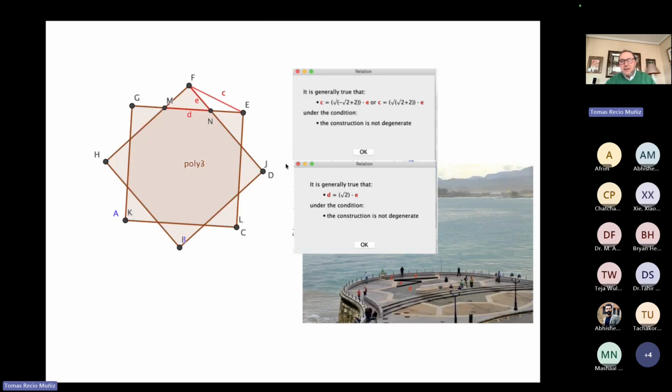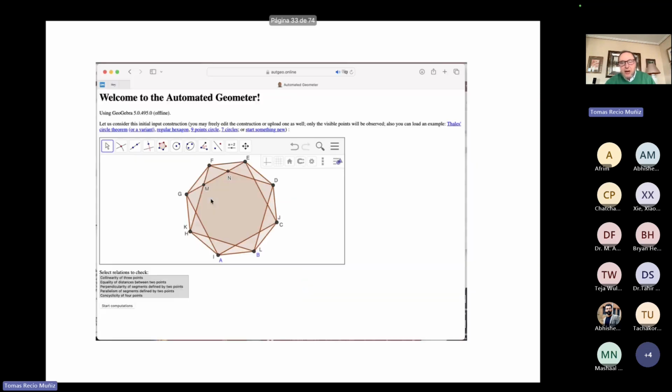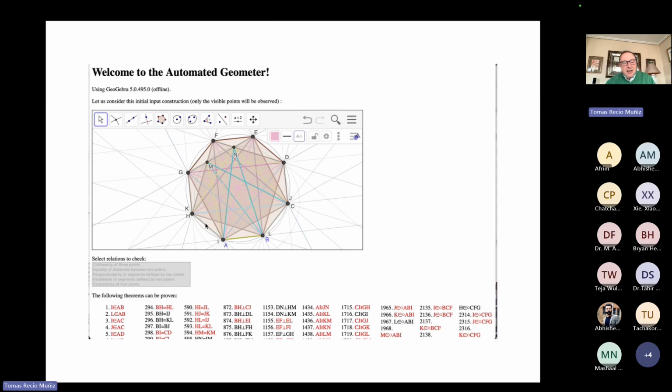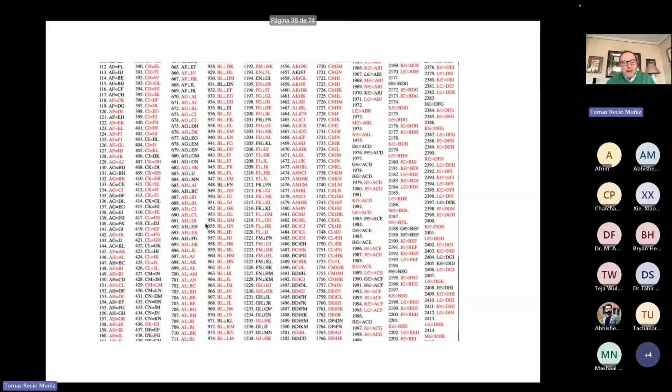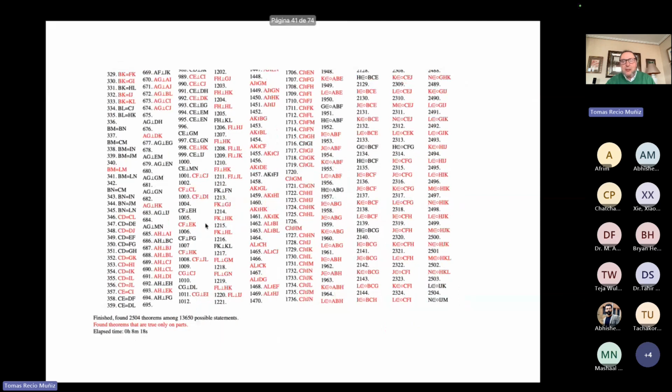This is Santander, where I am living now. We take a picture of this little viewpoint to the sea, and I want the machine to discover theorems about this construction, and the answer is incredible. This is all the theorems that the machine proves about this construction automatically. In 8 minutes, the machine has proved 2,500 theorems.